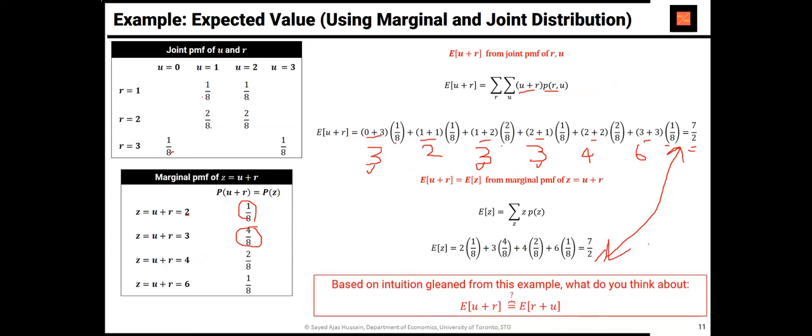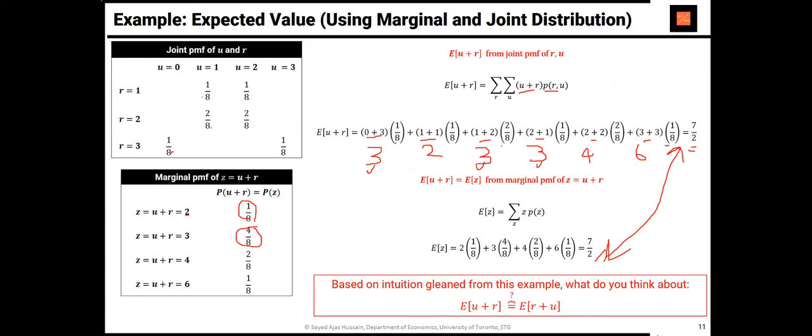While you're on this subject, would you expect the expectation of the sum u plus r to be the same as the expectation of the sum r plus u? I'll give you a few seconds to think about this. I wish we had i-clickers. Actually, no, I don't. So what's the answer? The answer is they should be the same.